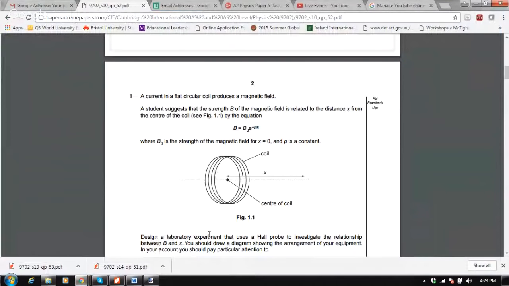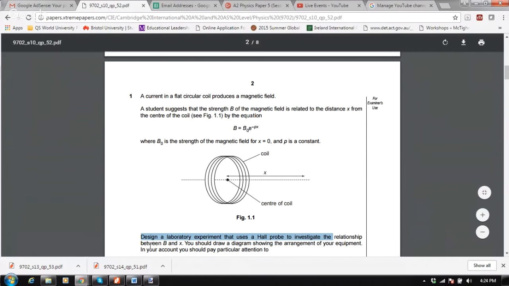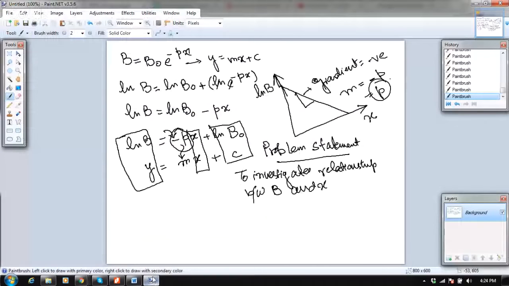Let's design a laboratory experiment. If you look at this highlighted part, that uses a Hall probe to investigate the relationship between b and x, and that's it. So you don't have to find any unknown quantity. You just need to establish this relationship. You just need to see whether this relationship is valid or not. And in fact, this doesn't mean that you will start performing the experiment. You have to suggest a way how to verify that this relationship is valid.